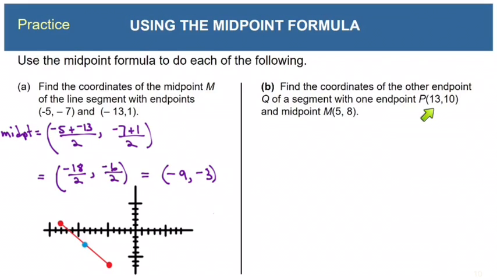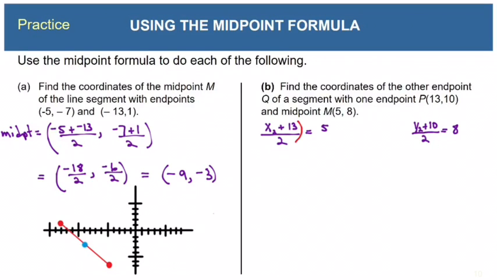So I'm going to call this x1 and y1 so that my missing numbers are x2 and y2. And I'm going to write x2 plus 13 all divided by 2 is equal to 5. And then I'm going to write y2 plus 10 all divided by 2 is 8. And so you see what we have here is the average of the x's and the average of the y's.